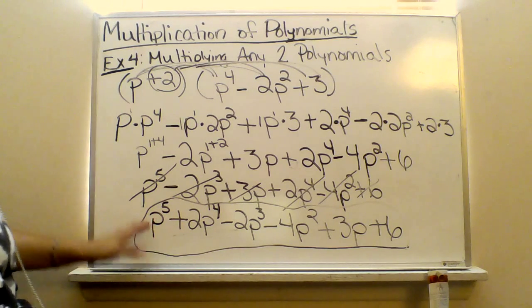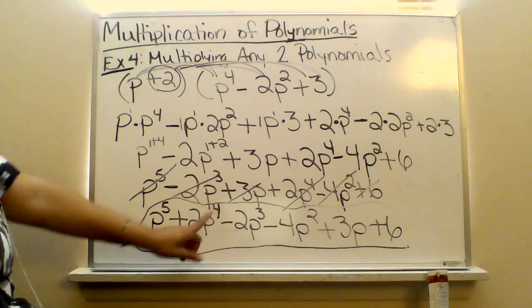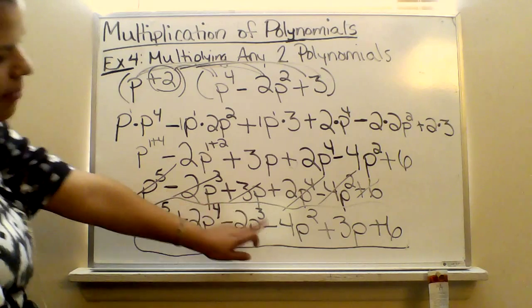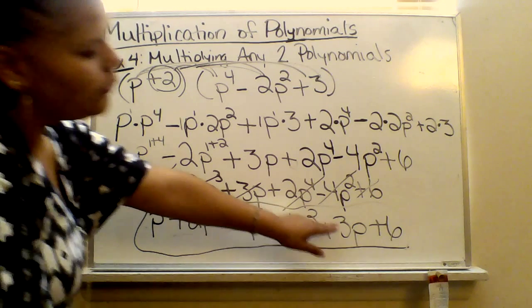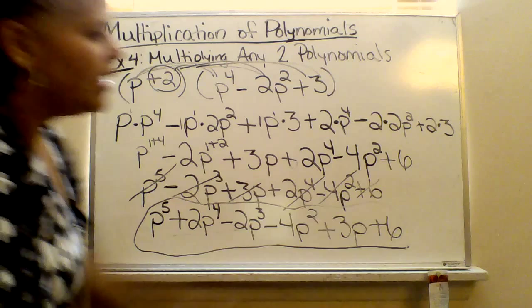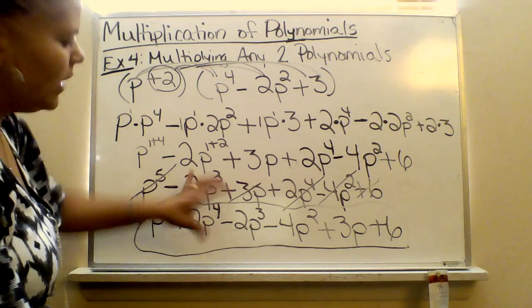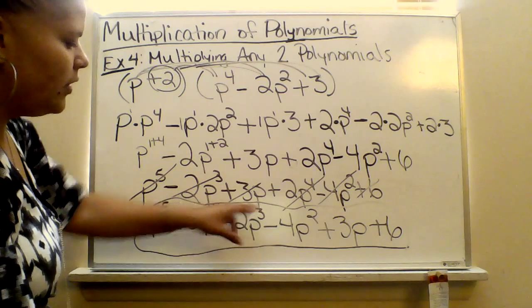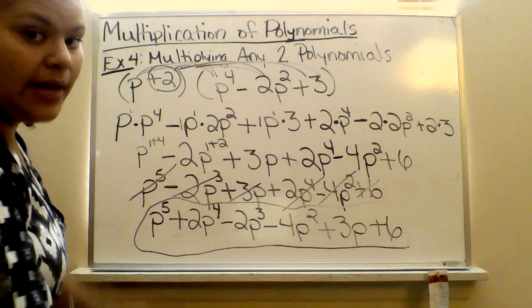So we have p to the fifth plus 2p to the fourth minus 2p to the third minus 4p squared plus 3p plus 6. And I put them in descending order, as in they're going down, or decreasing, in power or in their exponents. All right, and that's how you multiply two polynomials.